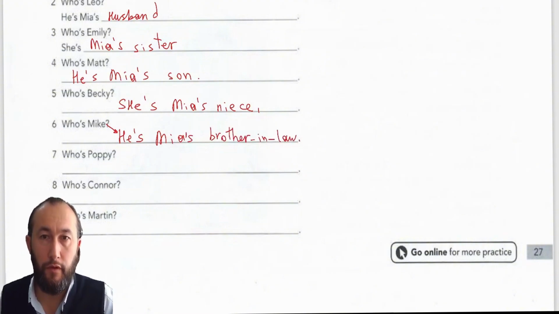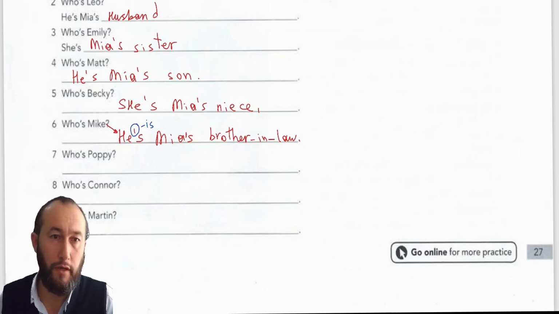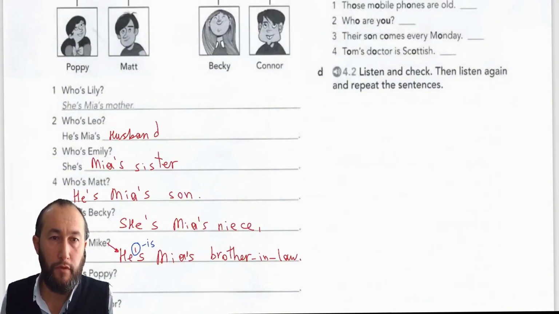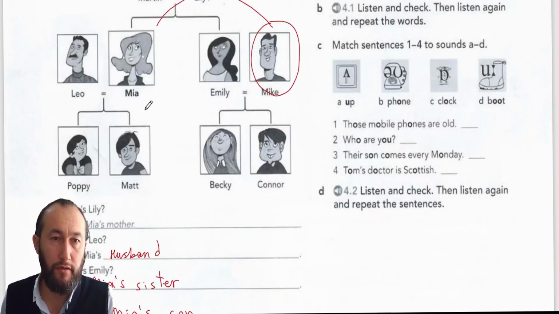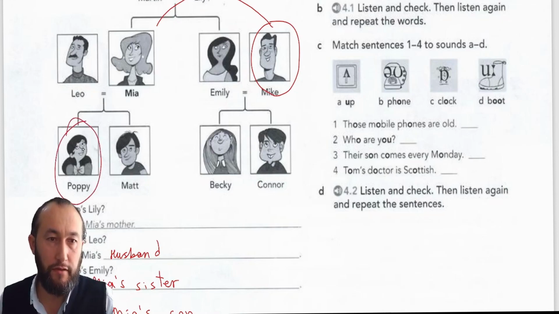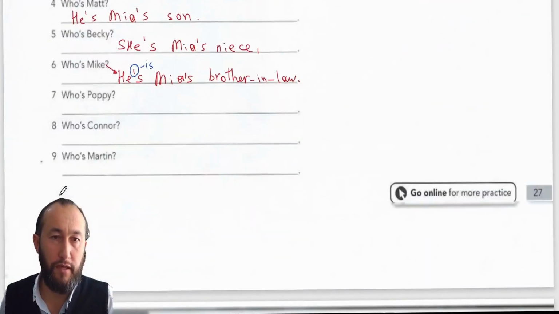All right, guys. Now, one second here. Okay, here, this apostrophe s, this is, by the way. Okay, he is Mia's brother-in-law. Okay, now we're moving to number 7. Who is Poppy? As you can see, Poppy is a daughter. Poppy is the daughter for Mia. So Mia's daughter, Poppy. Poppy is here, this girl.